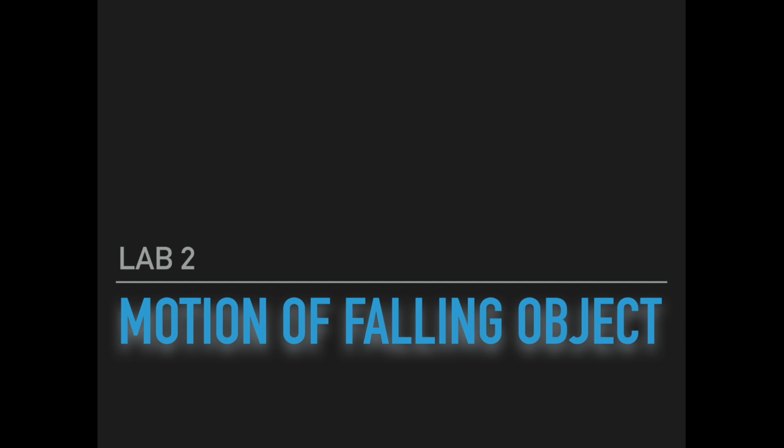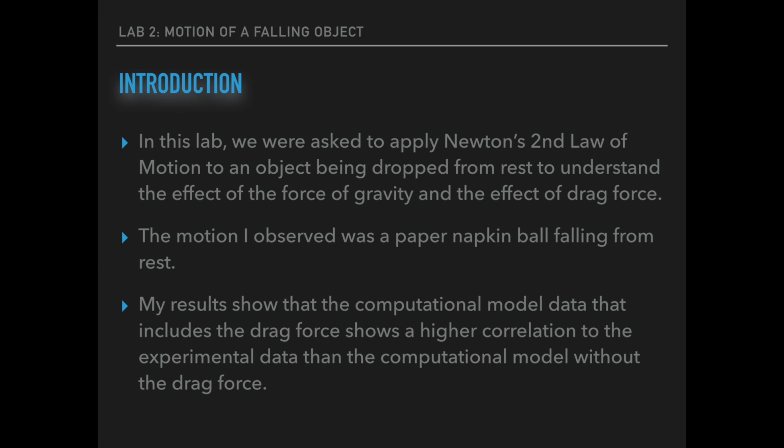Today, we will be discussing the second lab of Physics 2211. This lab deals with the motion of a falling object. The objective of this lab was to observe a real-life example of an object dropped from rest to apply Newton's second law of motion to understand the effective force of gravity and the effective drag force.